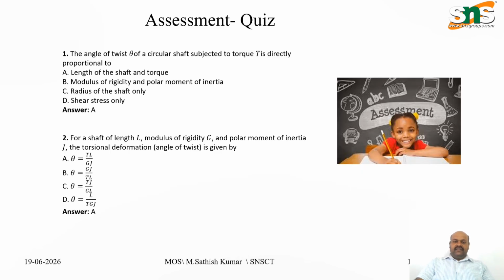So the assessment part: the angle of twist theta of a circular shaft subjected to torque is directly proportional to length, that is, TL by GJ is the formula. And for a shaft of length L, modulus of rigidity G and polar moment of inertia J, the torsional deformation is given by TL by GJ, that is answer A. So I hope we have understood the deformation phenomena of a shaft.